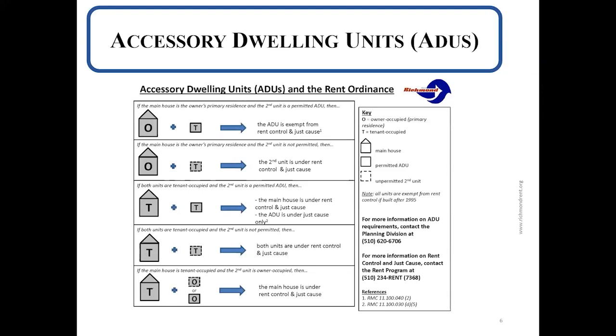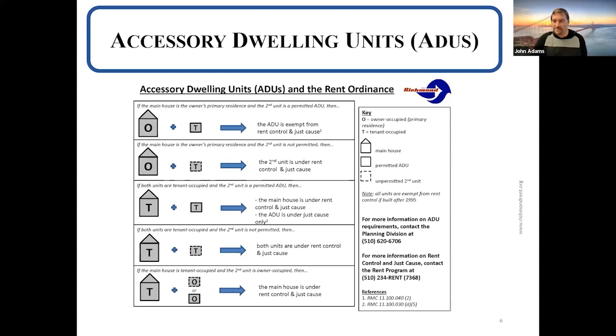The rent ordinance considers any second unit, such as a garage conversion, an in-law unit, or a single-family home that has an added kitchen and a separated space, such as an upstairs unit, as an ADU.